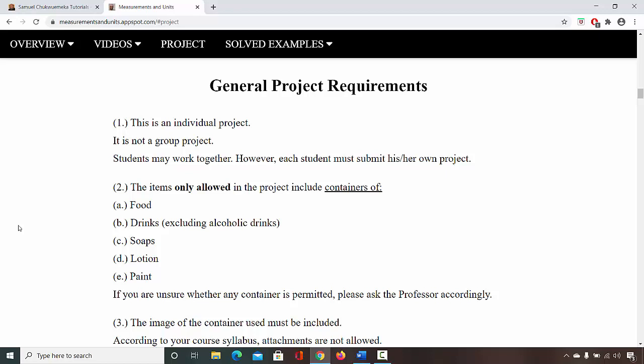So this topic is not just for measurements and units. Students that are learning dimensional analysis in physics, this is helpful. Students that are learning proportions in algebra, this is also useful. Elementary students that are learning conversions, this is very helpful.